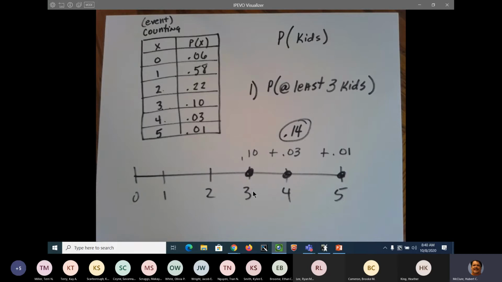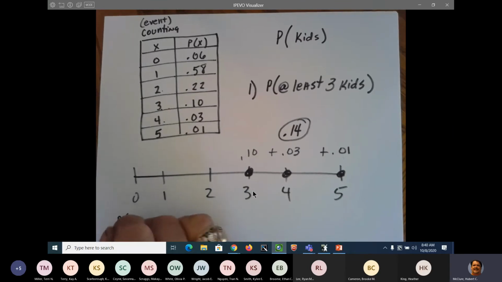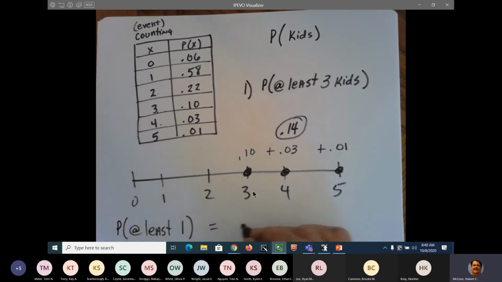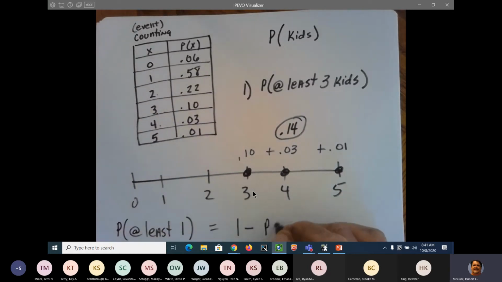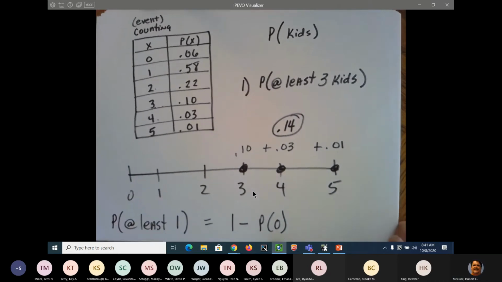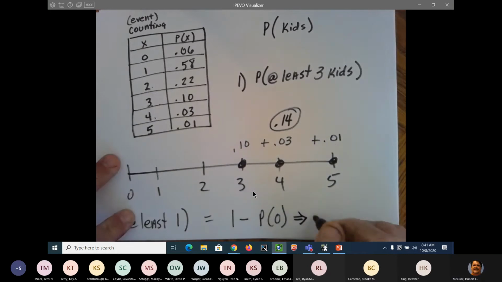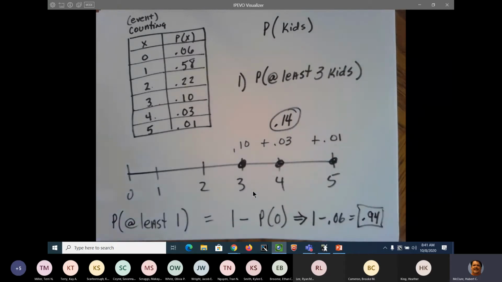What is the probability of having at least one? Well, the probability of having at least one would be the probability of 0 subtracted from 1. The probability of 0 is 0.06. 1 minus 6 cents is equal to 0.94. So the probability of having one or more kids is 0.94.